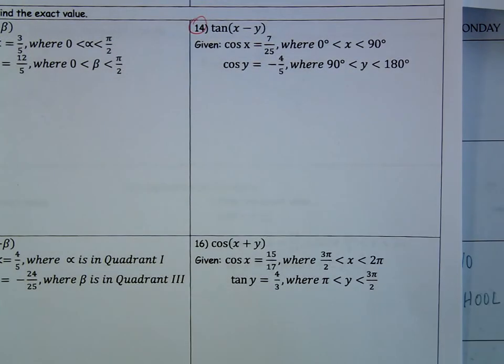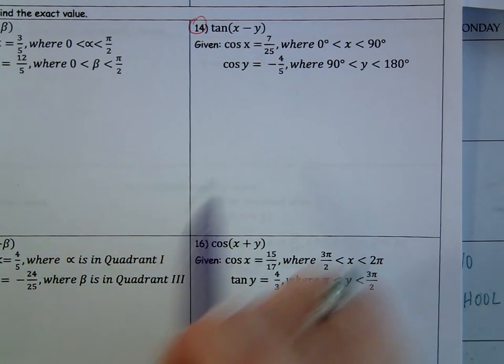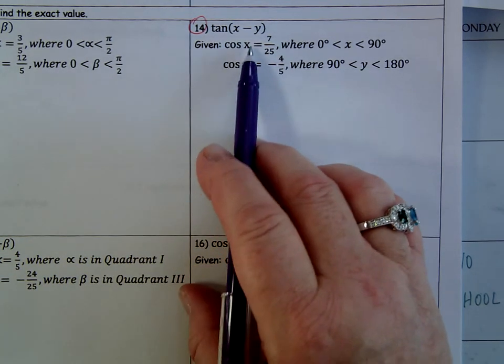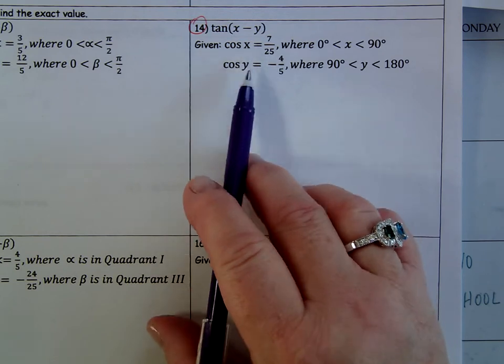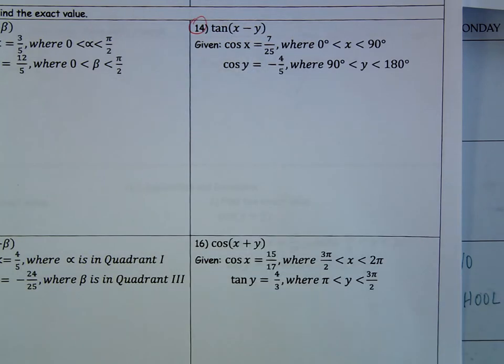Got just 2 more to go. We're going to do 14. This is a tangent of x minus y. They give us 2 triangles. There's an x triangle and a y triangle. I'm going to create reference triangles out of that.